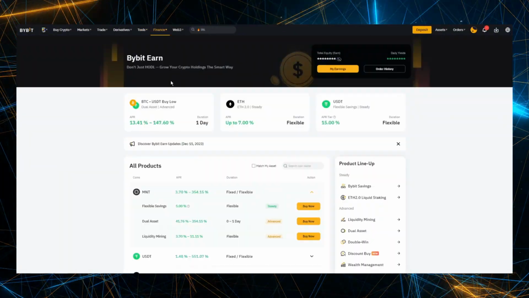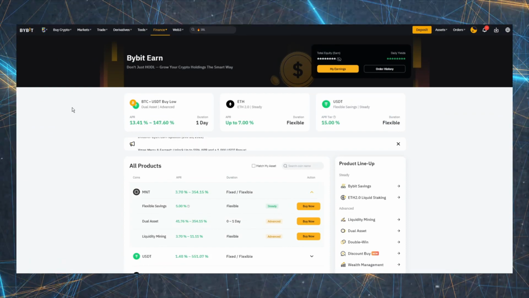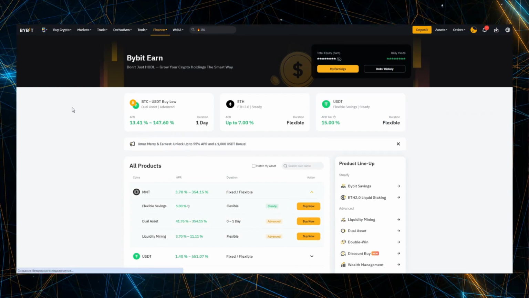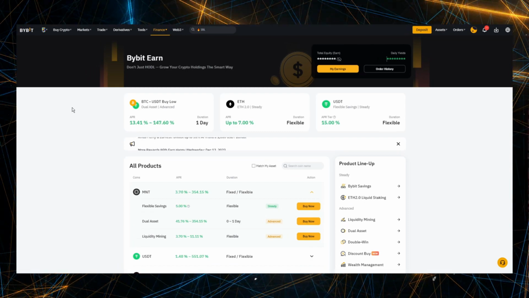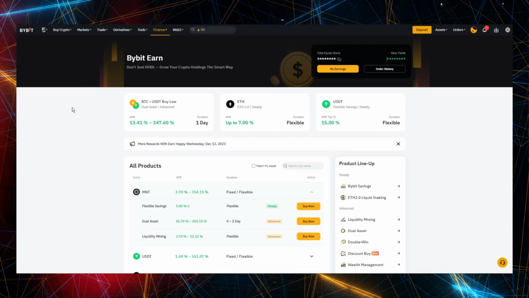We go further. A huge section for earning. Further, it is ByBit Earn. ByBit Earn allows you to earn by staking your cryptocurrency. What is it? You bought it, let's say, on the spot. You put it into staking.